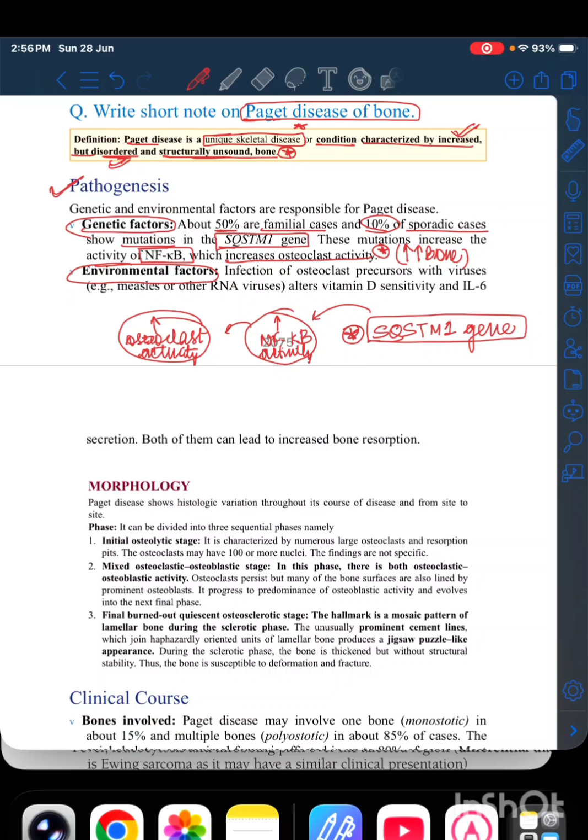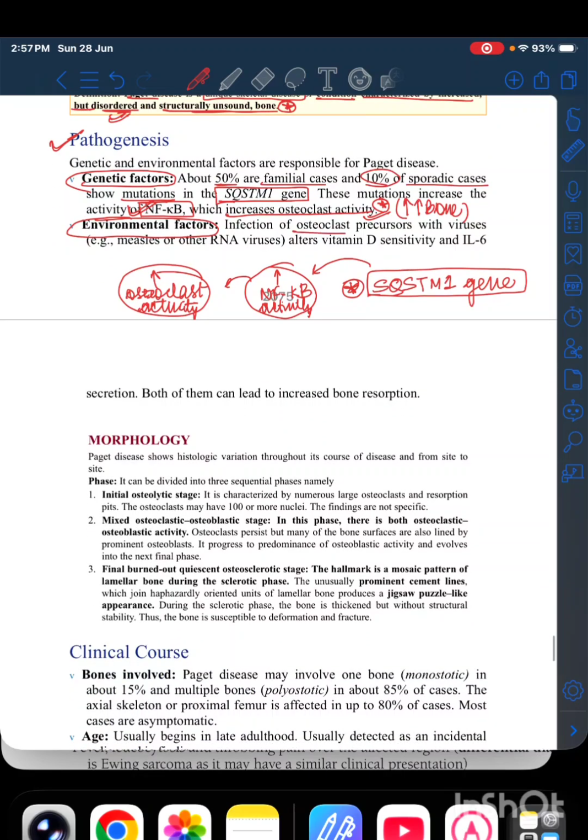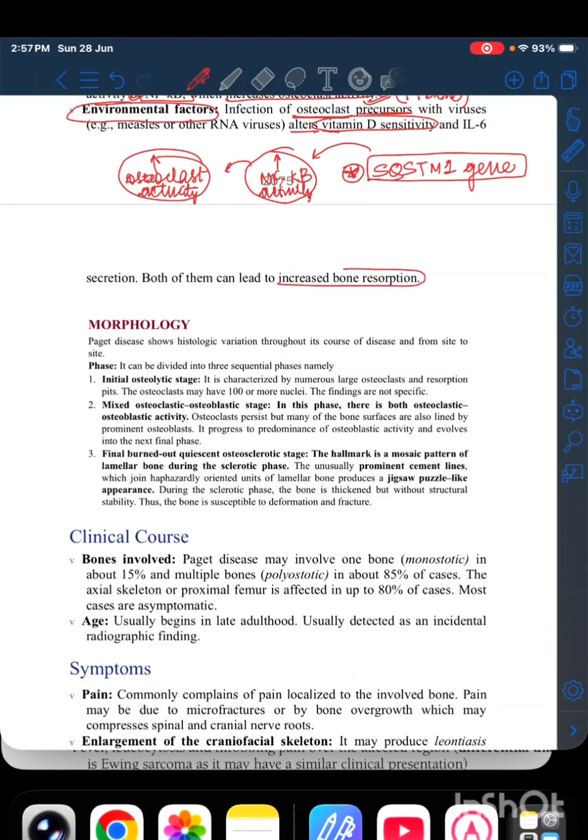So how is Paget disease happening? It is due to mutation in the SQSTM1 gene. It will cause increased NF-kappa B, which will increase the osteoclastic activity. Environmental factor: infection of the osteoclast precursor with viruses alters vitamin D sensitivity. It will lead to increased bone resorption.